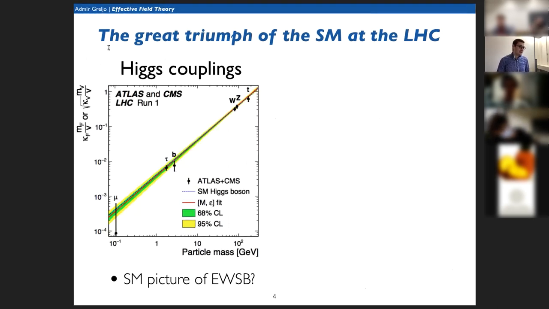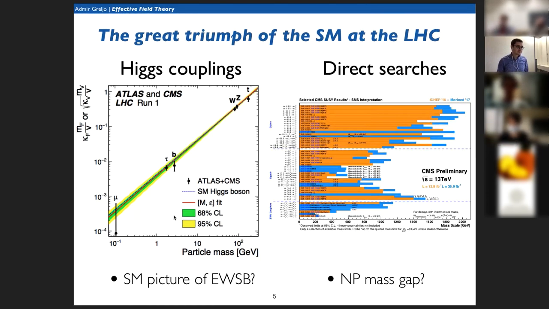Not only that, from these measurements, we can really learn some things about nature at the electroweak scale. For example, measuring the Higgs couplings, which agree with the standard model prediction, we learned that the standard model picture of electroweak symmetry breaking is definitely a good first order approximation to the true story. We hope it's not the entire thing, but it definitely looks like a good description. So the electroweak symmetry breaking seems to be as predicted in the standard model, with the Higgs being part of the doublet, which we call the linear realization of electroweak symmetry breaking.